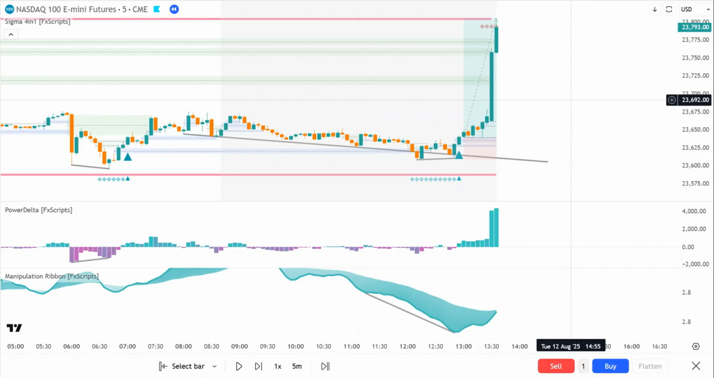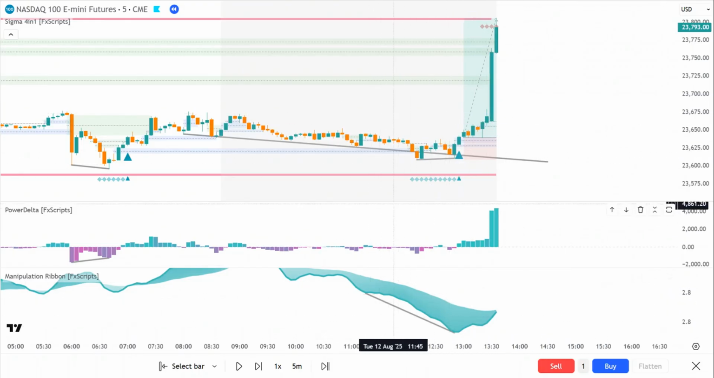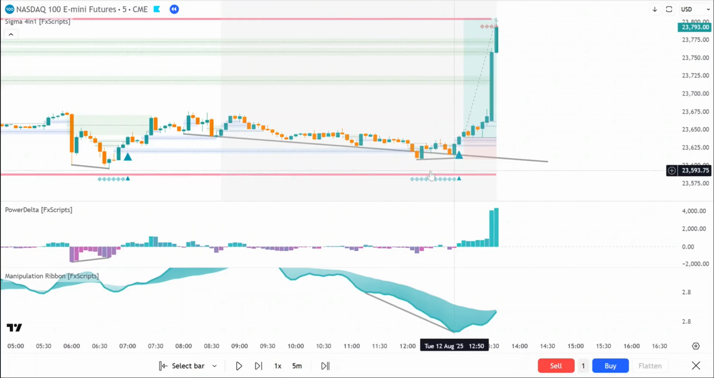So there you have it. That is the Sigma trading system. That's how we utilize the manipulation ribbon. That's how we utilize the power delta. We have the reversal print and fair value gaps, liquidity lines. These are all painted on the charts automatically. Set alerts for those. And that is how we play the CPI, ladies and gentlemen.